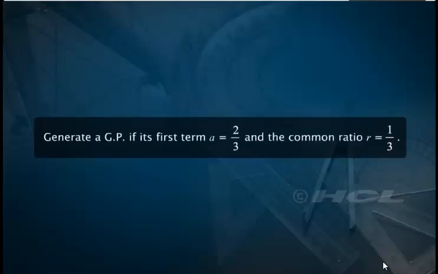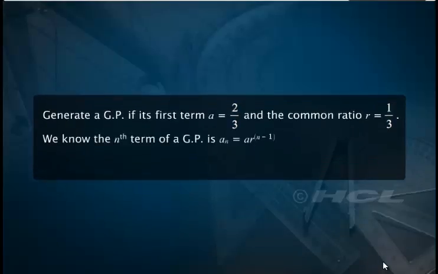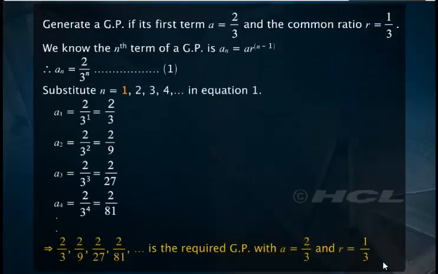Now, can you generate a GP if its first term is 2 over 3 and the common ratio is 1 over 3? Let's find out. We know that the nth term of a GP is its general term. Substituting A and R, we get equation 1. Now, substitute n with 1, 2, 3, 4 and so on. As a result, we generate a GP with the first term 2 over 3 and the common ratio 1 over 3 as shown.